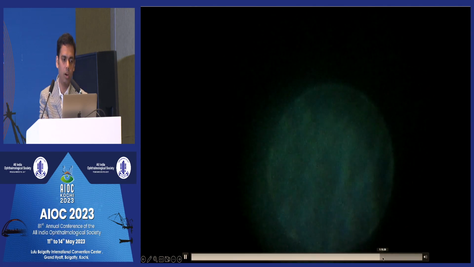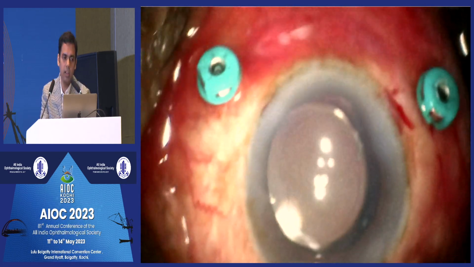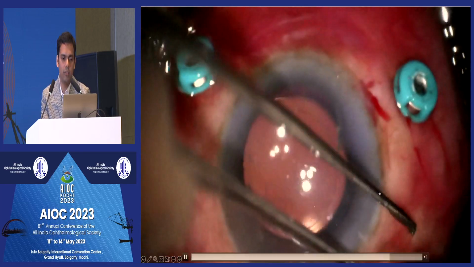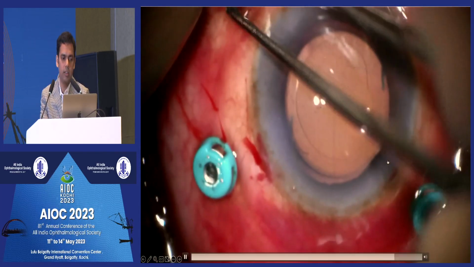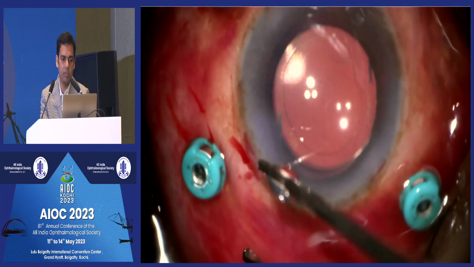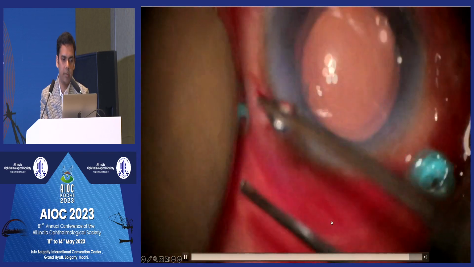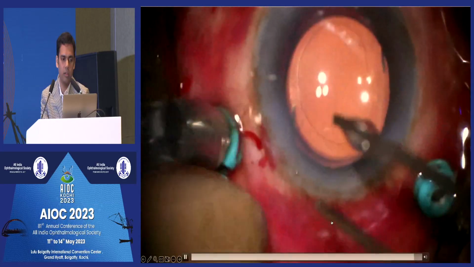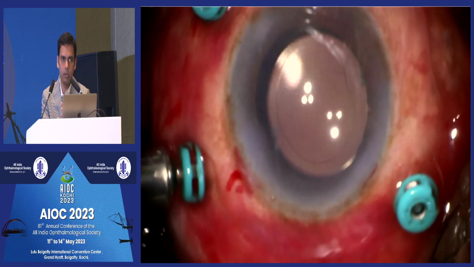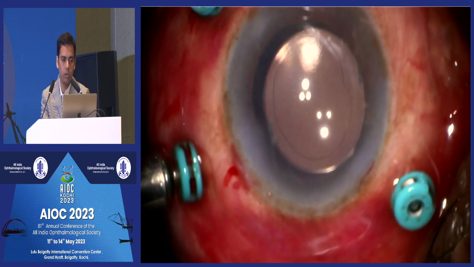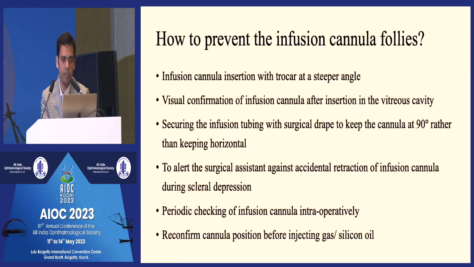So we again took it out from the inferotemporal site and reintroduced it to a safer area where there was no choroidal detachment. Ultimately the surgery could be finished because this was mostly limited to the posterior pole, and we did not require any kind of peripheral dissection. So how do we prevent these infusion cannula related follies?